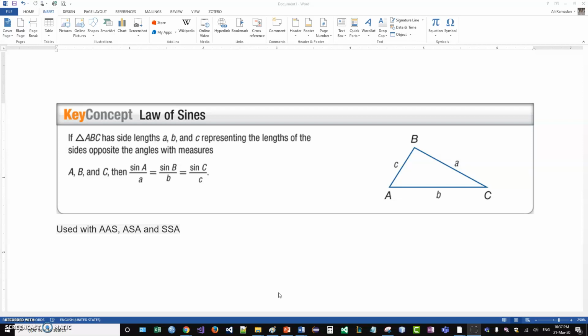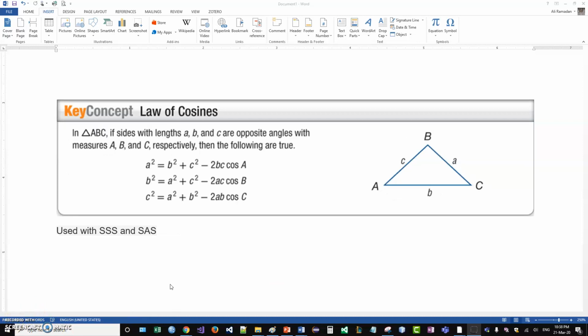Let's start with the law of sines. The law of sines says that if we have an oblique triangle with angles capital A, capital B, capital C, and sides small a, small b, and small c, then sine A over a equals sine B over b equals sine C over c. We use the law of sines in the following cases: angle, angle, and a non-included side; angle, side, angle; and side, side, and a non-included angle.